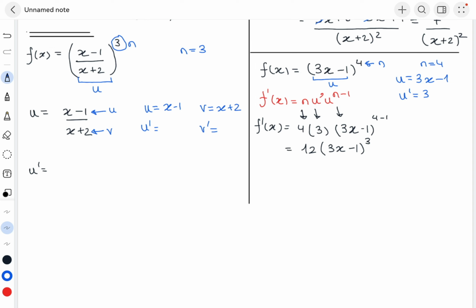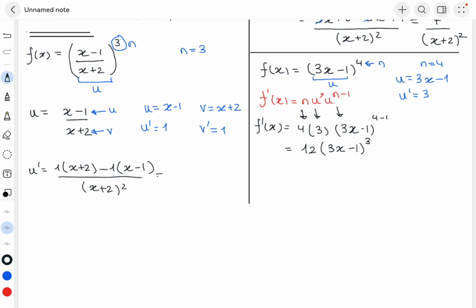The derivative of x minus 1 is simply 1. And the derivative of x plus 2 is also simply 1. The derivative of x is 1 and the derivative of 2 is 0 since it is a constant. And now we do u prime v minus v prime u over v squared. So u prime v minus v prime u all over v squared.